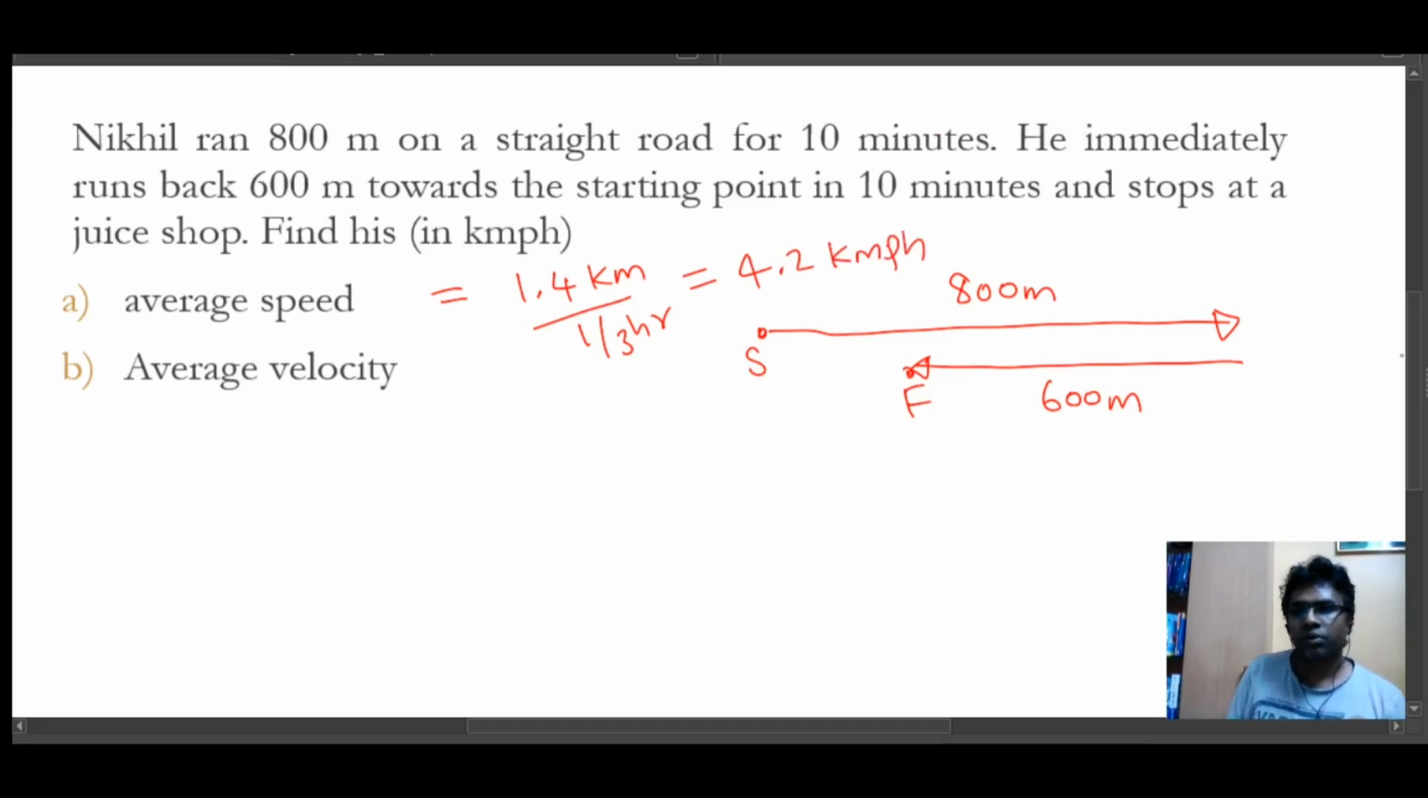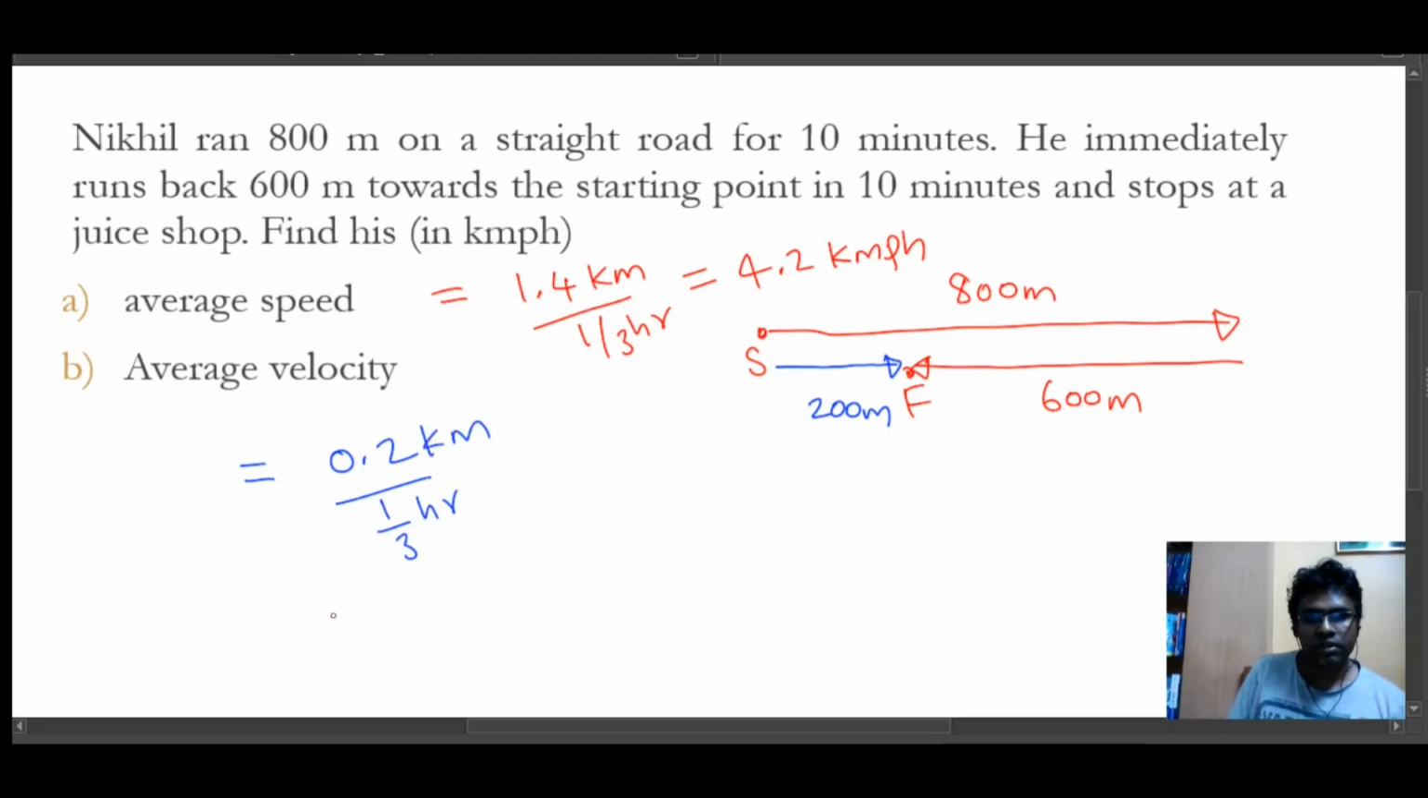If you look at the average velocity, we are interested in the displacement. The displacement is just 200 meters. And the average velocity is displacement by time taken. If I write this 200 meters in kilometers, that's 0.2 kilometers, and the time taken is 1/3 of an hour. So the average velocity is 0.6 kilometers per hour.